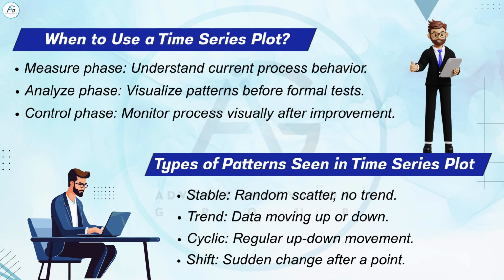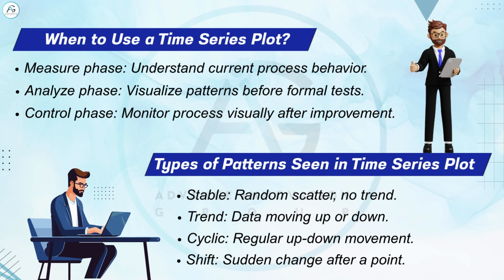A stable pattern looks like random scatter with no clear trend. This suggests the process is in control. A trend appears when data steadily moves upward or downward over time. A cyclic pattern shows regular up and down movement, often due to external factors like shifts, seasons, or schedules. A shift is when the data suddenly jumps or drops to a new level and stays there. This could indicate a change in the process, good or bad.